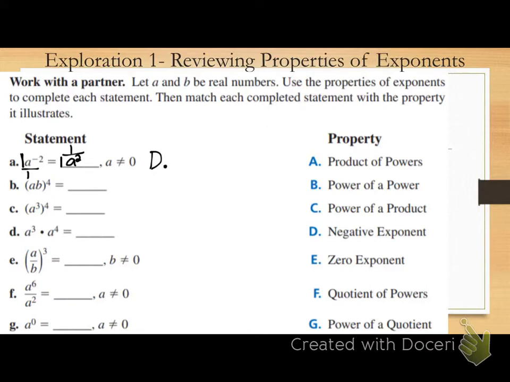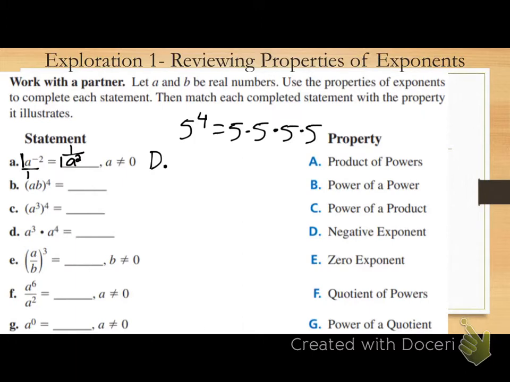Let's think about it real quick. Let's say I have AB times AB times AB times... Very good. If I have 5 to the 4th, I could write that out as 5 times 5 times 5 times 5, where I have 4 5s, correct?